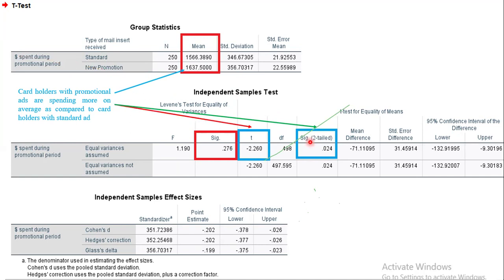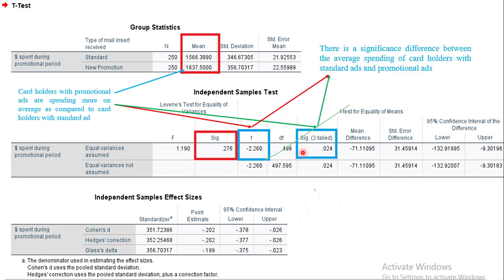Next, we can also verify it from the t value, which is placed before the degrees of freedom column. This t value should also be greater than 1.96. So the t value as well as the sig value indicate that the difference above is significant at the 5% level. So what we can conclude here is that there is a significant difference between the average spending of card holders with standard ad and promotional ad.